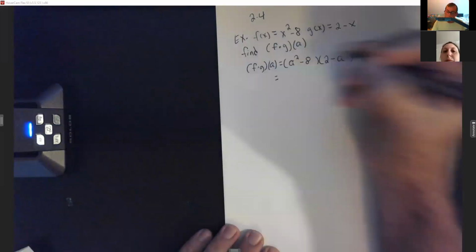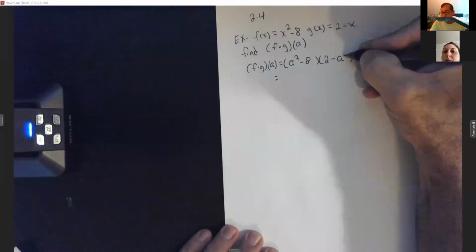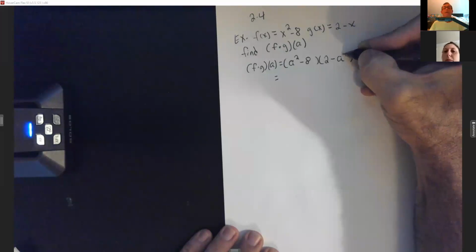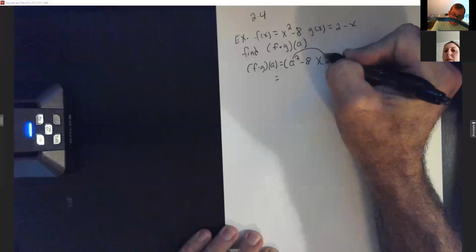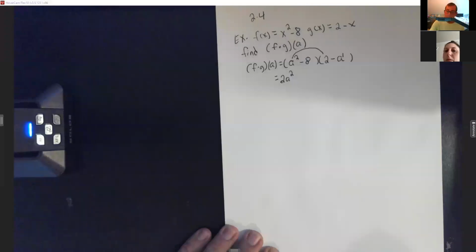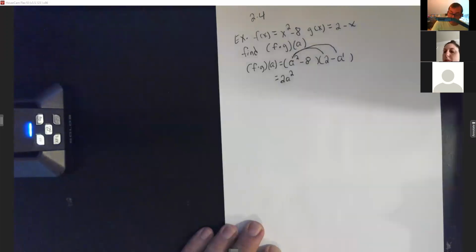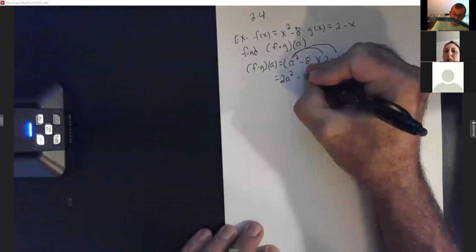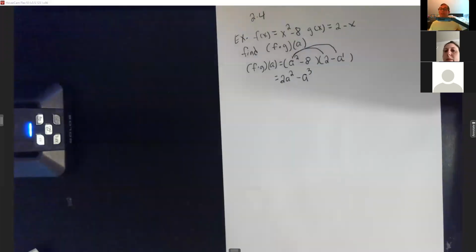So, FOILing, since I'm multiplying, if you want to put an exponent on this a at the end, you would put a 1 there. All right, so here we go. We got an a squared times 2. That'll give you a 2a squared. Then I want to multiply a squared times that negative a. That'll give me a negative a to the third.